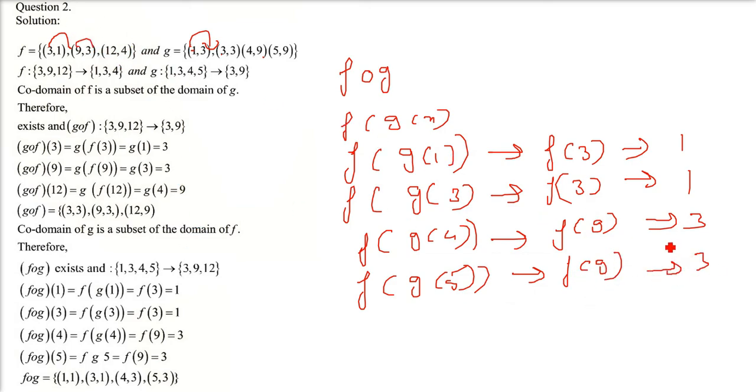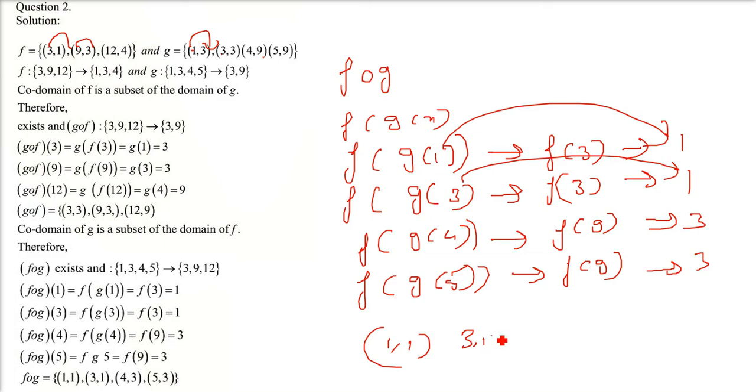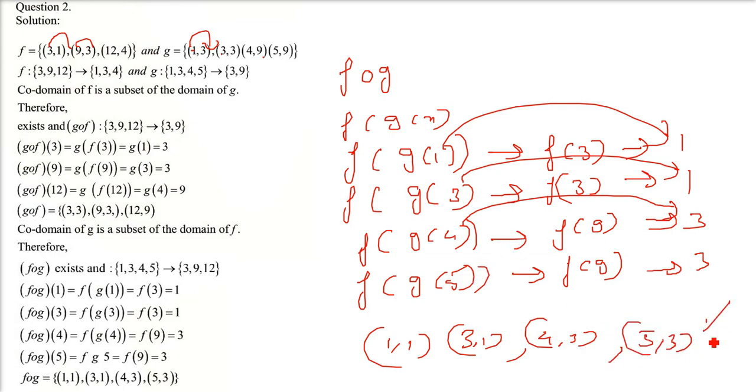So how are we going to write it? Same thing which we did with G o F. So (1, 1), then (3, 1), and then (4, 3), and then (5, 3). So this is going to be your F o G. I hope you got the idea.